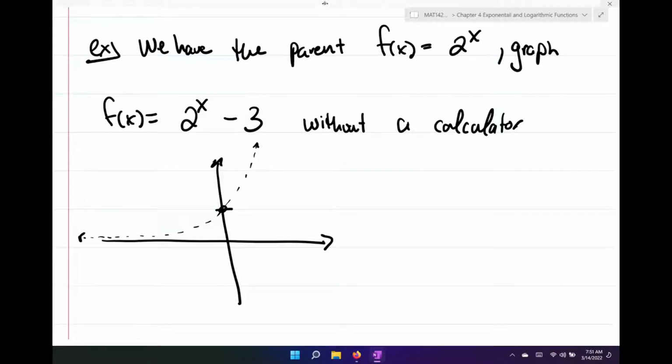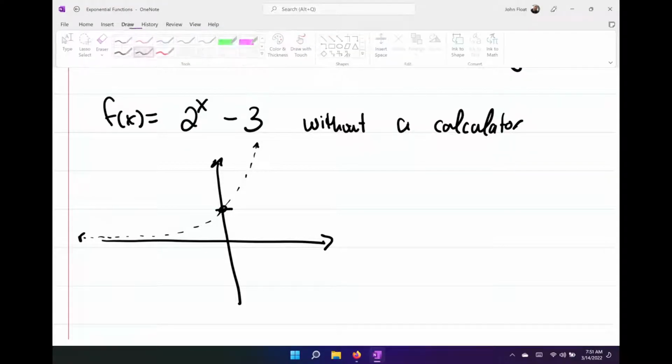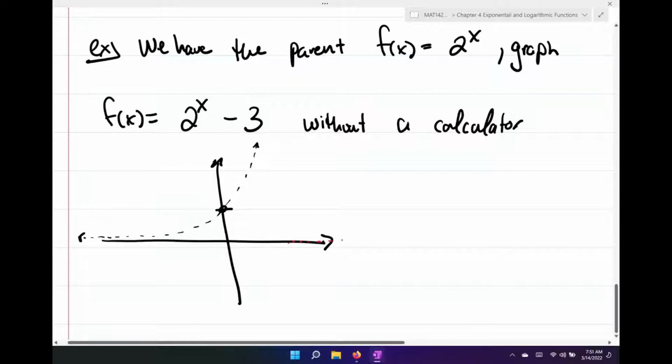And I'm going to get a little bit more technical now. We also have this y equals 0 asymptote. So that's what it looks like. Now, if I wanted to graph f of x equals 2 to the x minus 3 without a calculator, what I have to do is take this y-intercept and this horizontal asymptote, and shift them down 3 complete units.